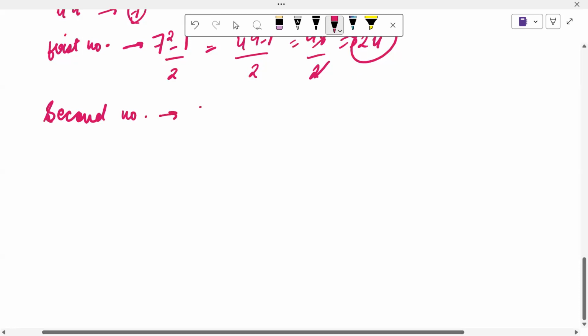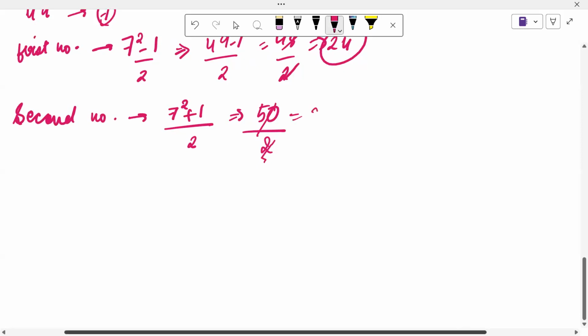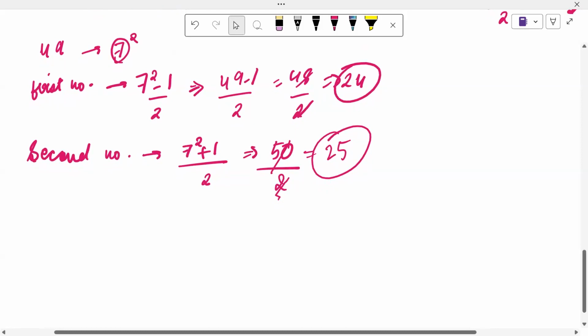How will you find the second number? 7 square plus 1 by 2. Very good. What will be my answer? 7 square plus 1 comes out to be 50. You have to plus 1. Then you have to divide by 2. What do you get? 25. So what are the two numbers? The numbers are 24 and 25.